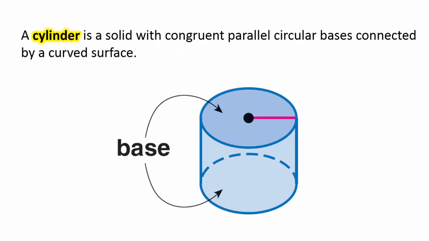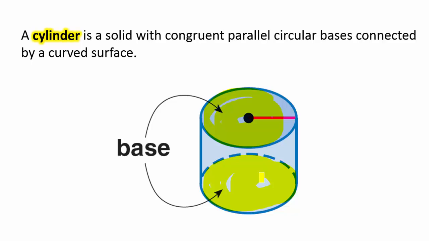Now, a cylinder is not a polyhedron. It's actually a solid with congruent parallel circular bases connected by a curved surface. So again, we've got 2 bases here that are circles. I'm just going to highlight those, and they are again parallel. Those are the 2 bases. The circles are going to be the bases of your cylinder, and it's wrapped around by a curved surface.